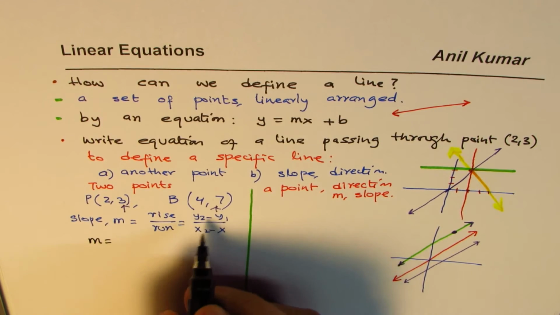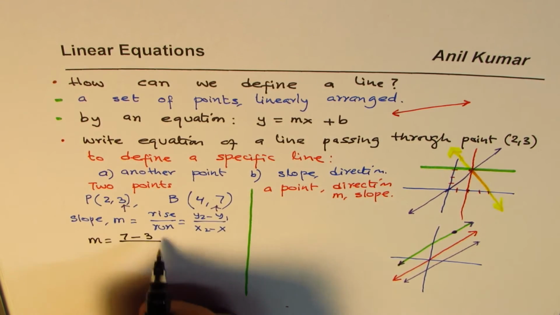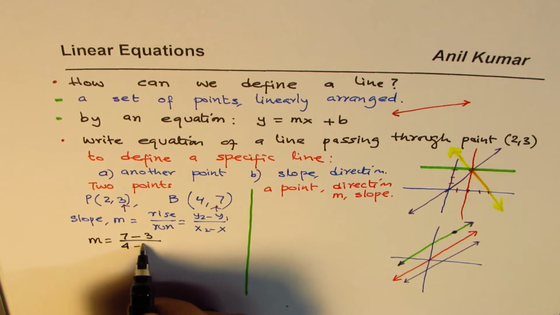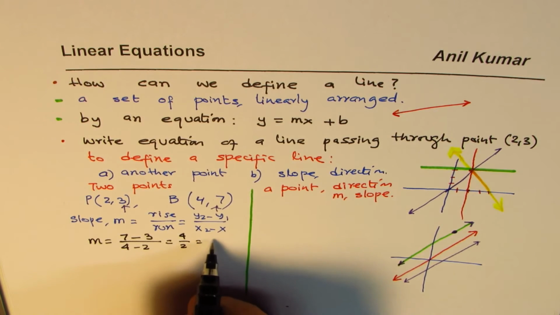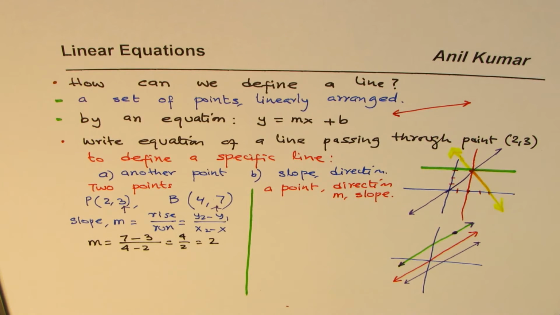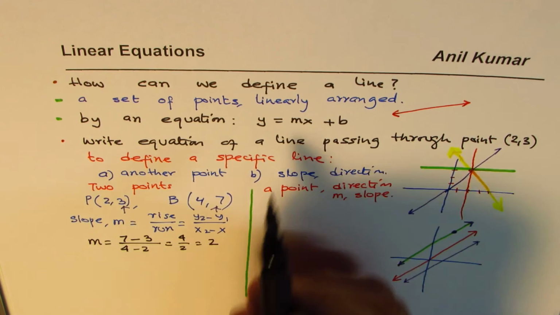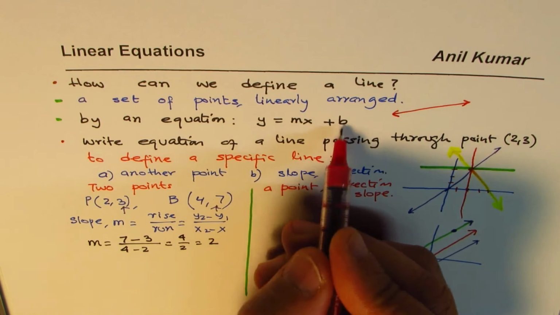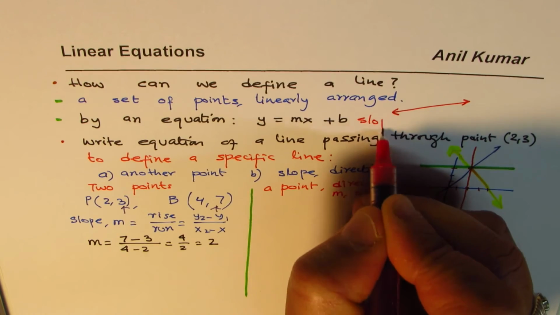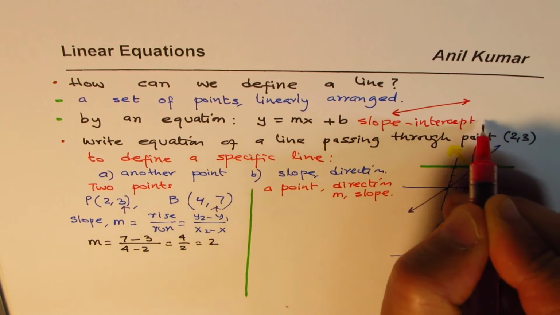You see M equals Y2, which will be 7 for us, Y1 will be 3, divided by X2 which will be 4 minus 2. 7 minus 3 is 4, 4 minus 2 is 2, so we get a slope of 2. Right. So I've taken values which really helped. Equation of line could be written in many forms, but we'll go with this equation. This equation is called slope intercept form. Let me write. Slope intercept form.